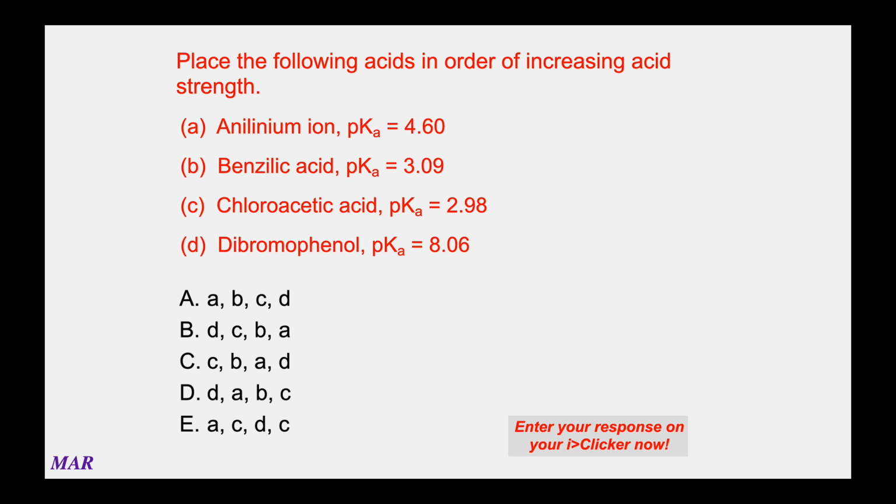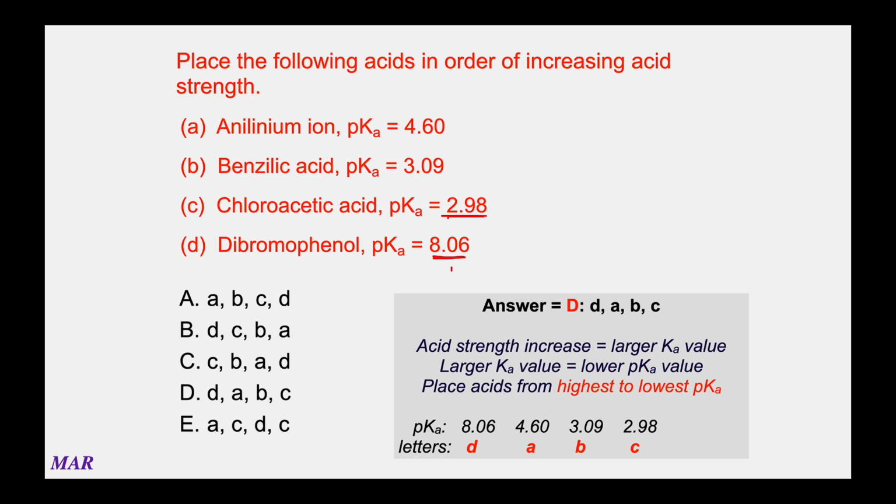So because these are pKa's, the strongest acid here will have the smallest pKa. 2.98 should be the smallest one. The biggest pKa will be the weakest acid. So of these, you want to go from biggest pKa to smallest pKa. And I believe that's going to be D, A, B, C. I believe the answer here is D.